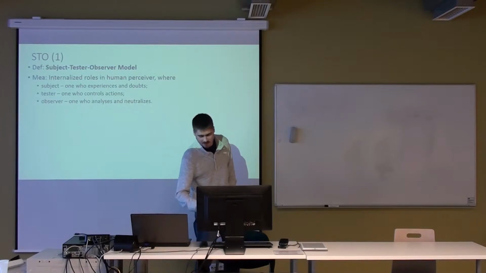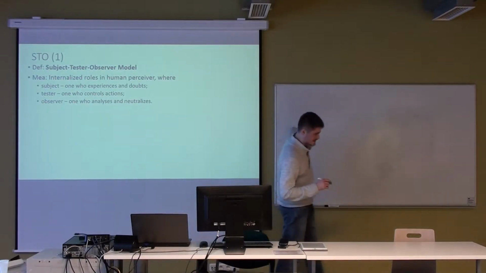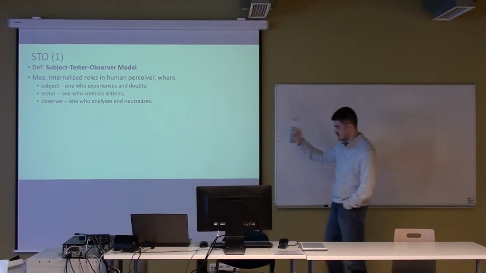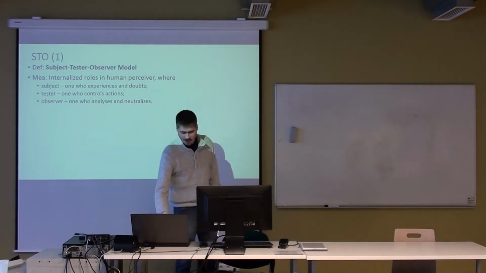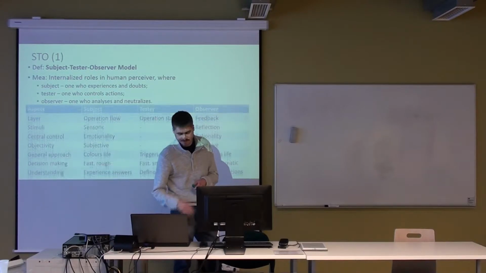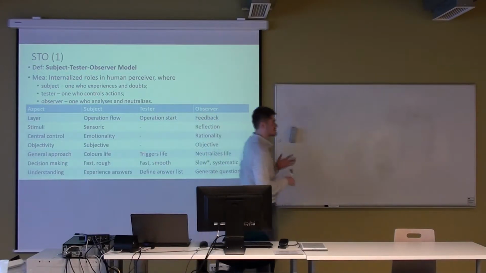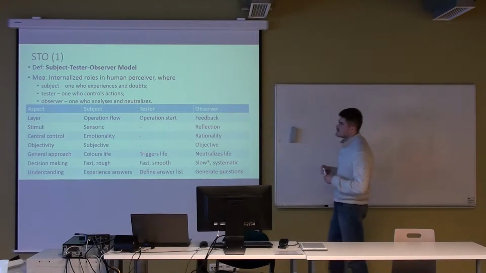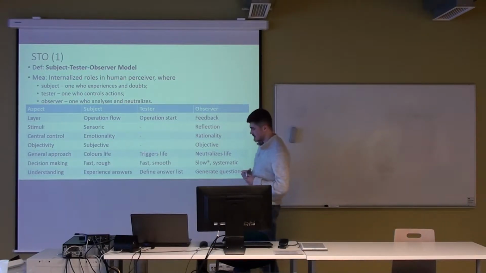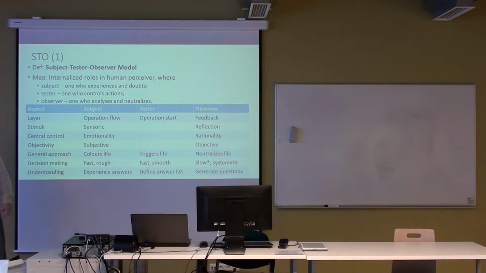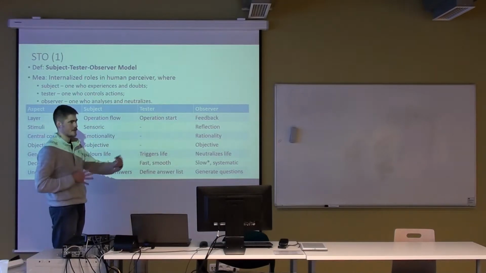Now the STO. This is a subject-tester-observer model, meaning that each person is operating internally, or intrinsically, by either of these three roles. And they are exclusive. So if you are in a subject role, then you're not a tester, and vice versa, right? These are the general characteristics that I have defined. If you experience something in the world and you don't expect something, like in a flow state, so to speak, then you are the subject. But if you have some kind of plans for the future based on your experience, then you're a tester. You're generating tests, like what could happen, what if.